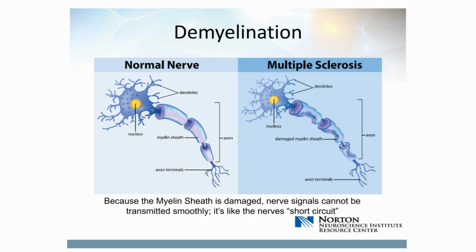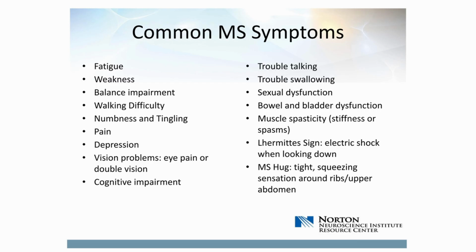Because the myelin sheath is not intact, the nerve impulses cannot get transmitted smoothly to the next nerve. This can lead to any number of symptoms. Some of the most common symptoms of multiple sclerosis are listed on this slide. These include fatigue, weakness, balance difficulty, trouble walking, numbness and tingling, pain, depression, visual disturbance, cognitive impairment, speech difficulty, trouble swallowing, sexual dysfunction, bowel and bladder dysfunction, muscle stiffness or spasms, an electrical shock sensation when looking down, and a tight squeezing sensation around the upper abdomen.